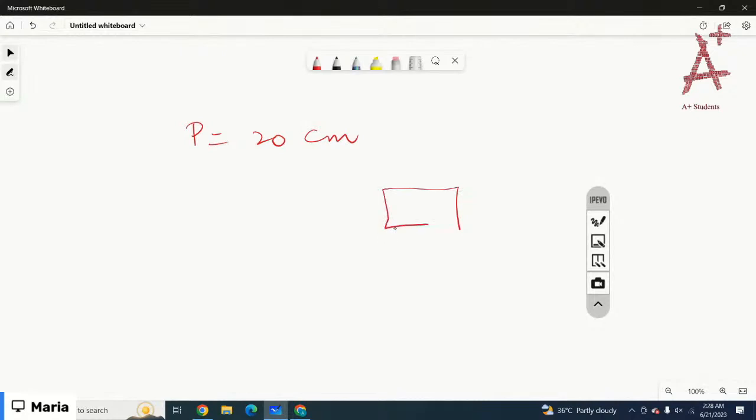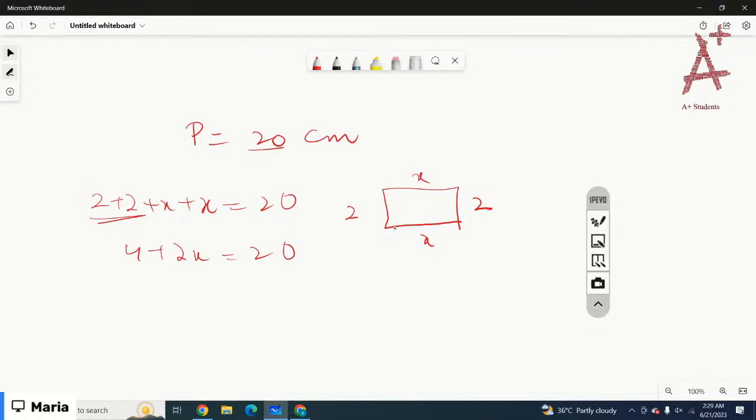Bookmarks look like this. Got it? This is 2. This is also 2. You have to find this one. Got it? We know that the perimeter is the sum of all the side lengths. It would be 2 plus x equals 20. 2 plus 2 is 4 and x plus x is 2x.